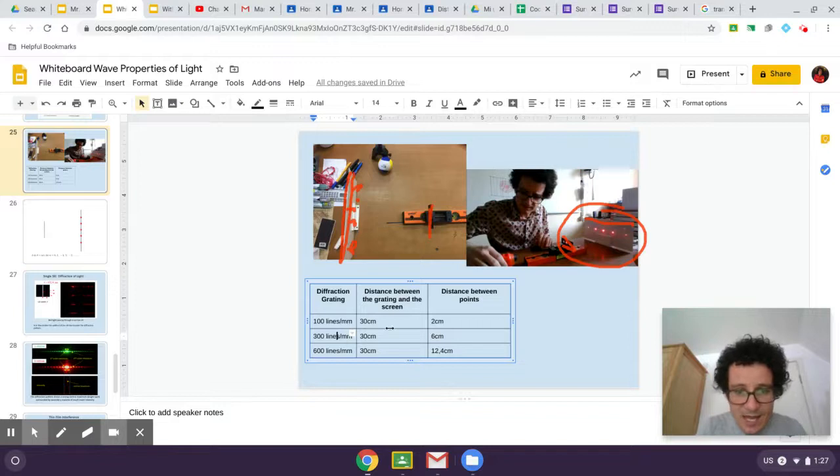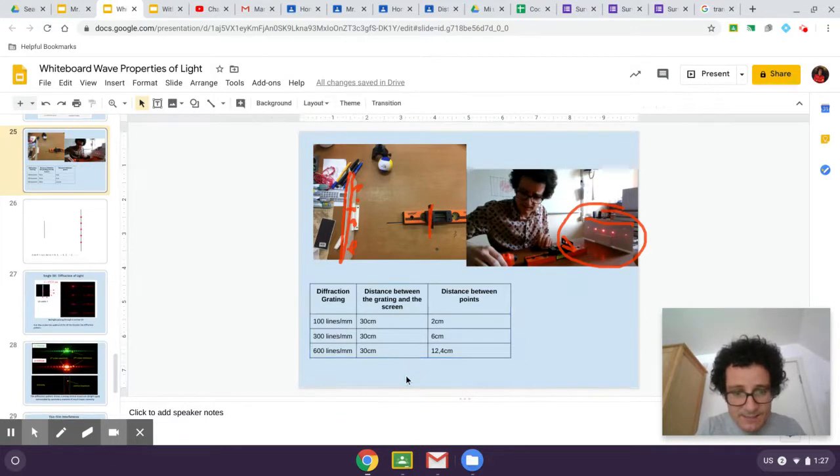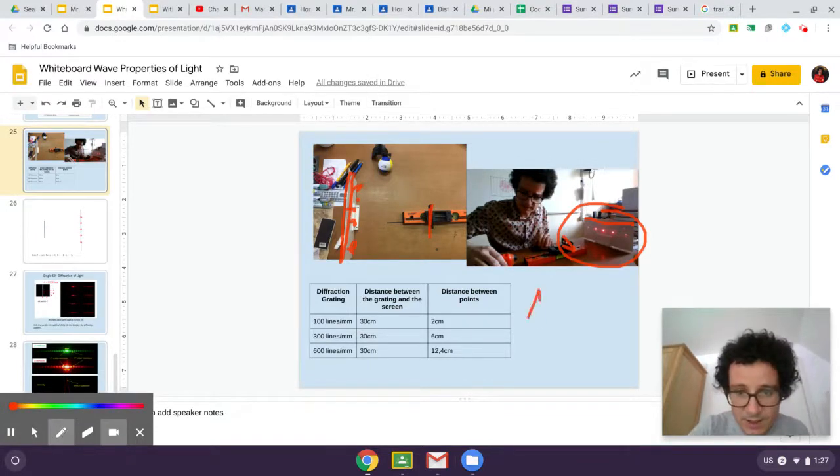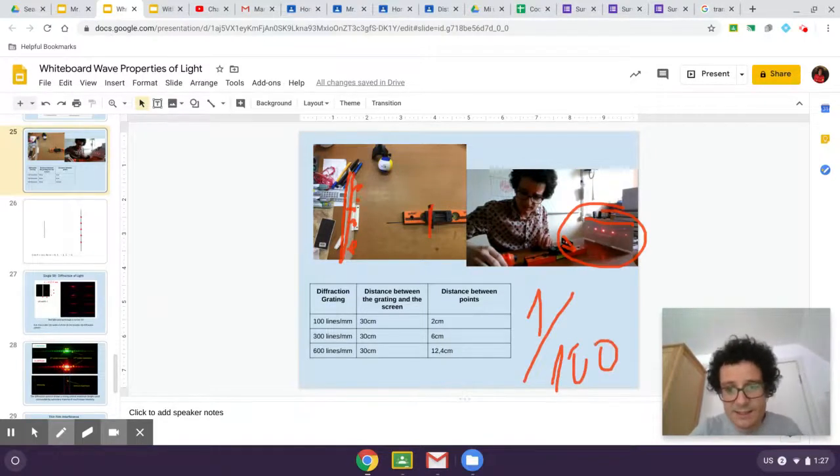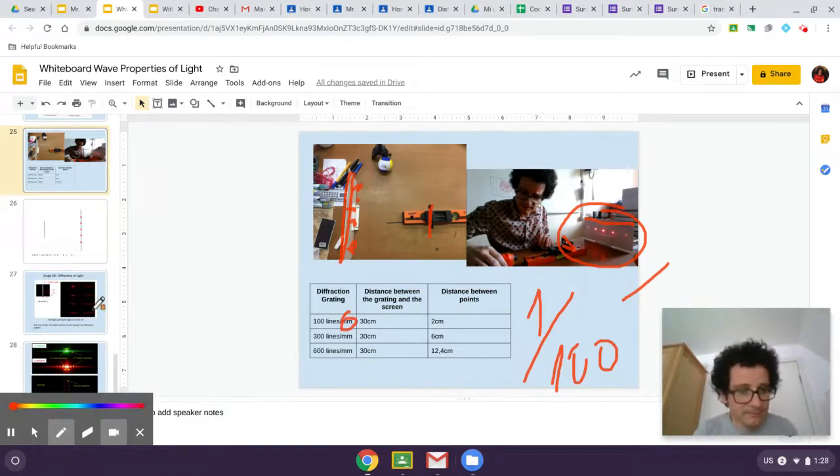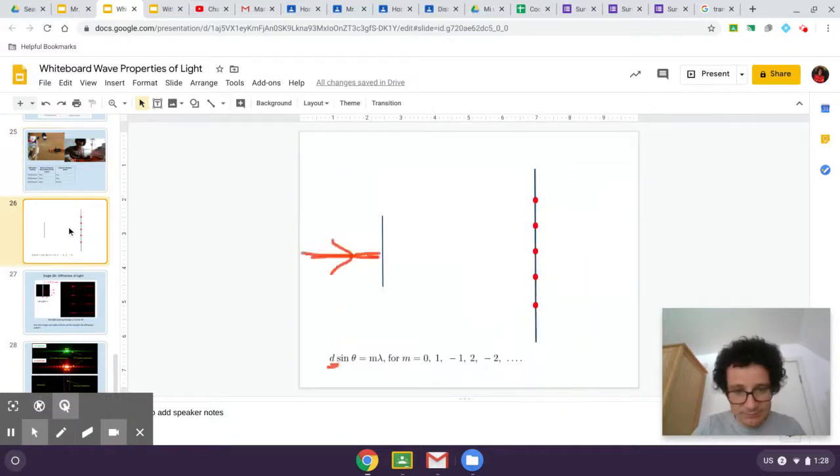How can we calculate the distance? So divide 1 by 100. That's going to be the distance, and the distance is going to be in millimeters.